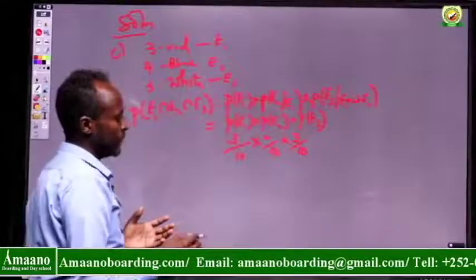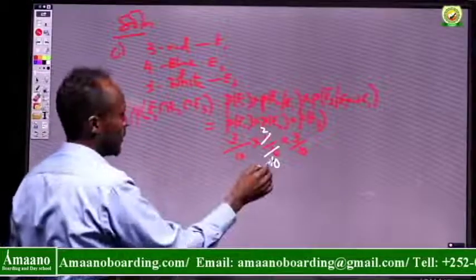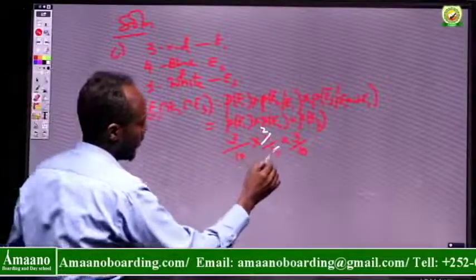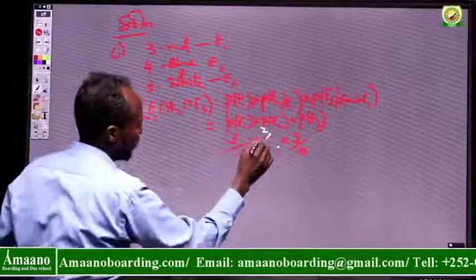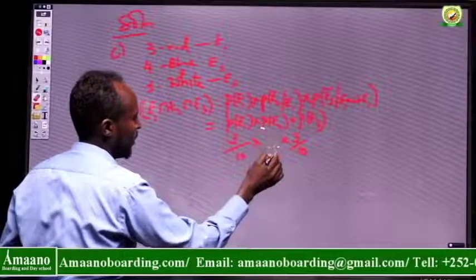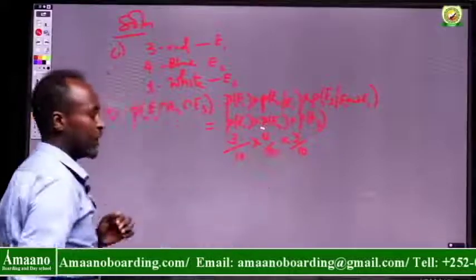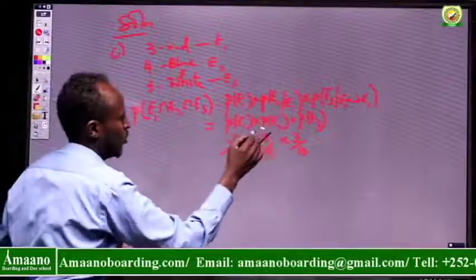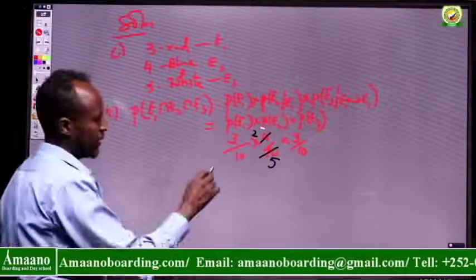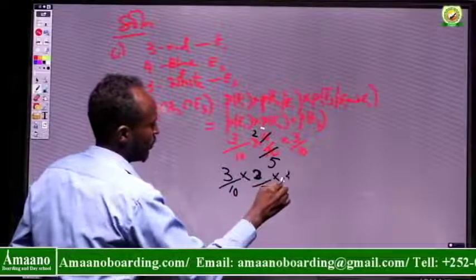If you simplify this, 4 over 10, dividing by 2, it is 2 over 5. The answer is 3 over 10 times 2 over 5 times 3 over 10.